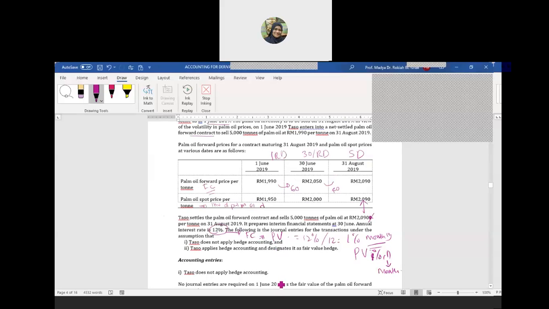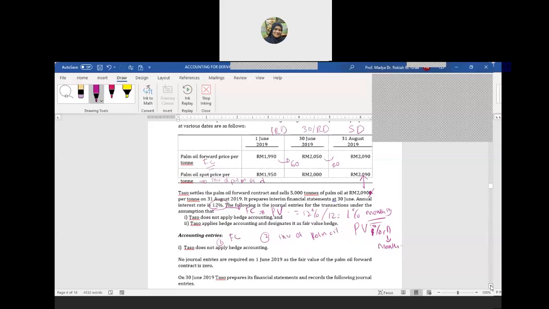Not applying hedge accounting means that we account separately: one account for the forward contract, and the other for the inventory of palm oil. So you're going to have two different accounts here. One is for the forward contract, and the other one is for the inventory of the palm oil.